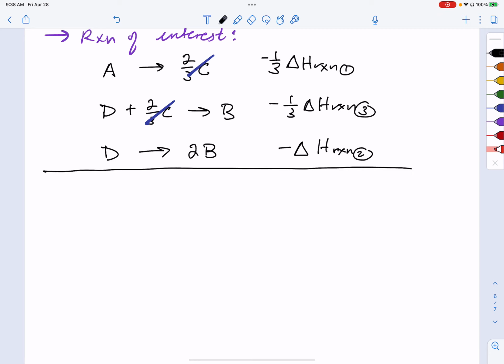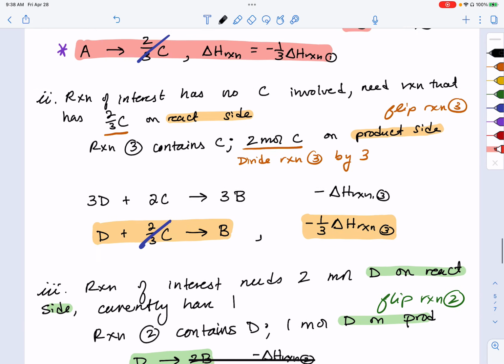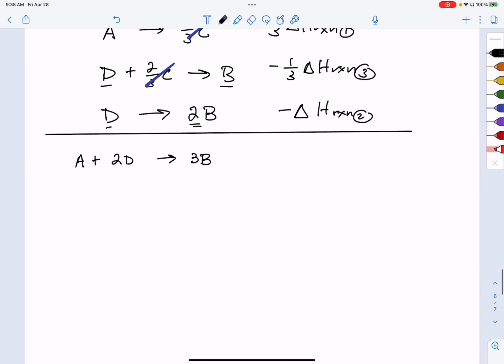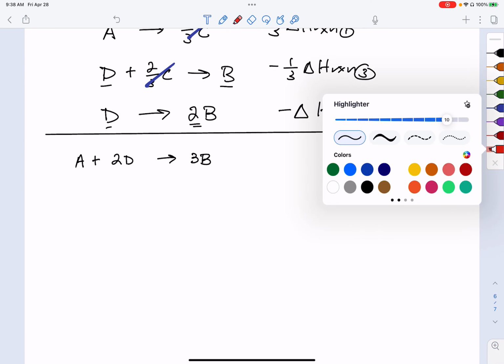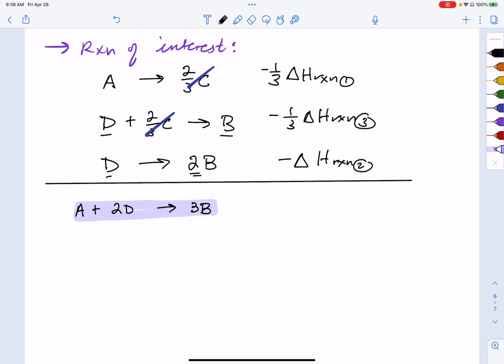Let's see if we sum to get the reaction that we care about. So we have A coming together with 2D's in order to form 3B's. Is that the reaction of interest? Yes it is. So we have the reaction of interest. Yay, we were able to build our Frankenstein's monster. But then how do I find the heat of reaction?